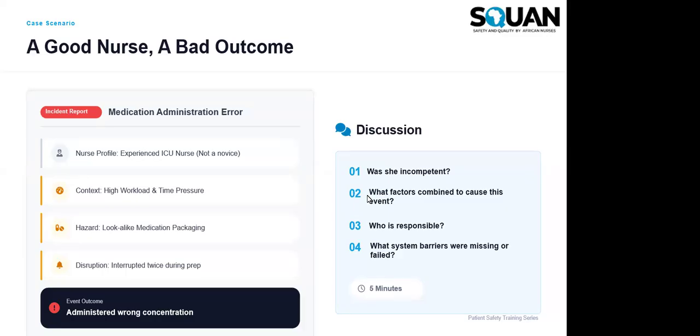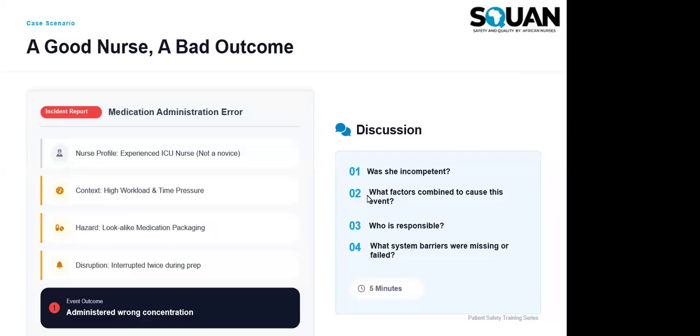I already talked about the environmental design of the fridge as well. Also, something else that could have helped is barcoding: using technology to close that human error gap. That wasn't in place in this case, and it's something that we need to think about in our different settings. I see a lot of very senior clinicians and senior healthcare professionals here, and these are the types of things that we need to think about.